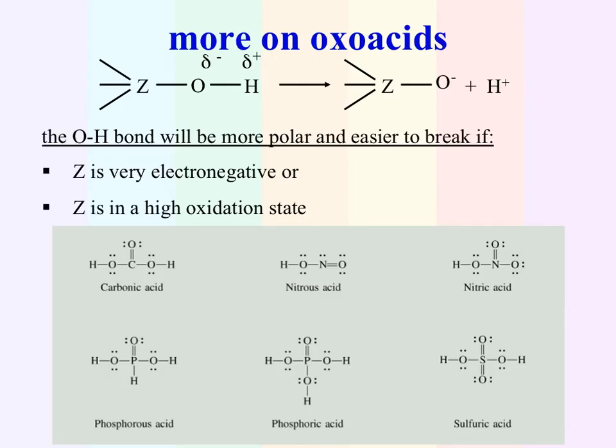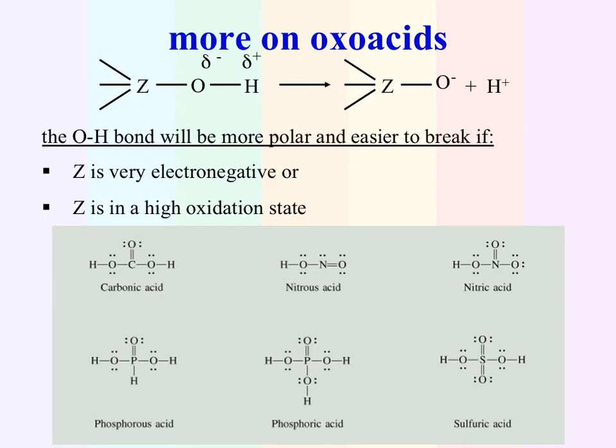We have to consider also the Z group that's involved in the oxyacid. So in the previous examples, chlorine was the example that we looked at, but obviously the Z could be any other element. So how are we going to treat oxyacids with respect to Z? We know that the OH bond is going to be easier to break if more electron density is being pulled away from the OH bond itself. So the more we polarize this, the easier this process is.